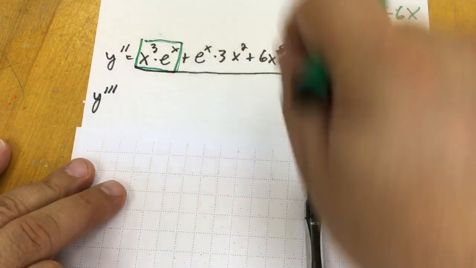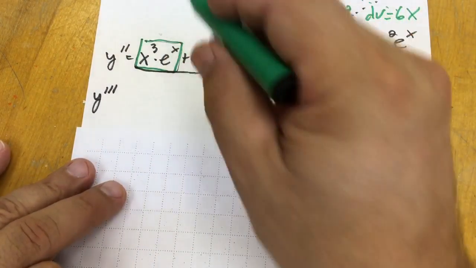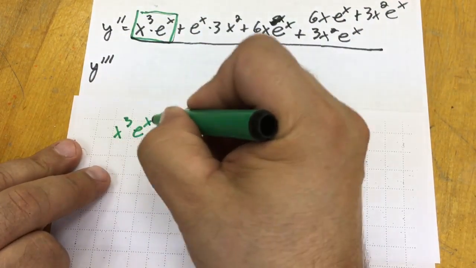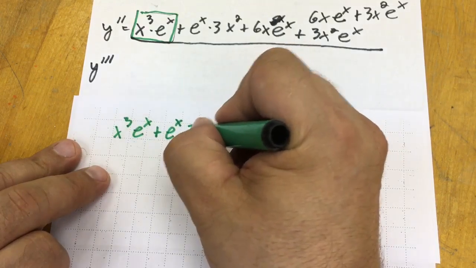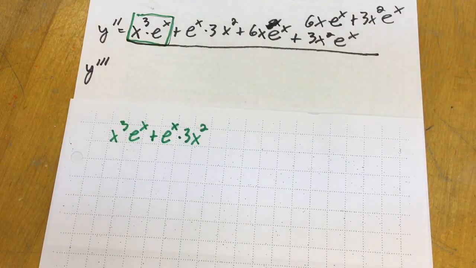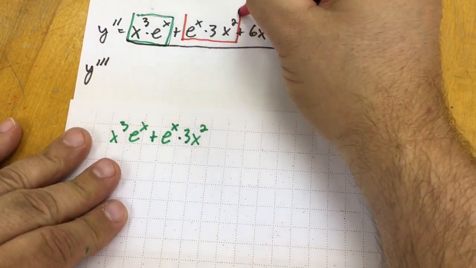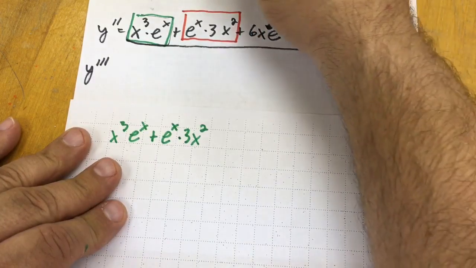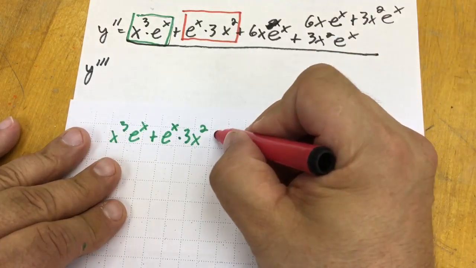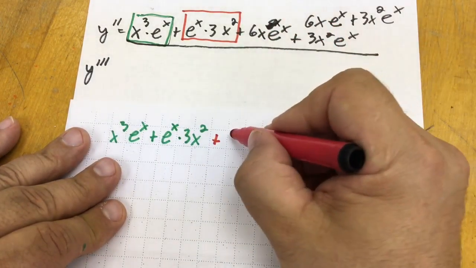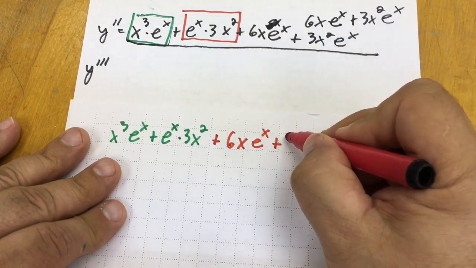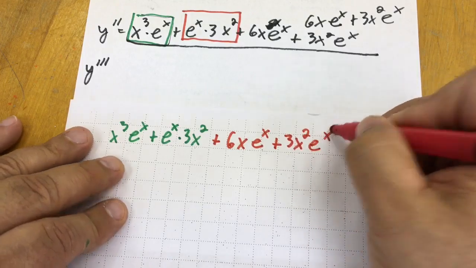The derivative of that, using the product rule, is the same as the derivative of that. So I want to have x cubed e to the x plus e to the x times 3x squared. So that one's done. Now I'm going to find the derivative of the second term, which is the derivative of this second term, which I added over here. And that was this. So that's going to give me plus 6x e to the x plus 3x squared e to the x.